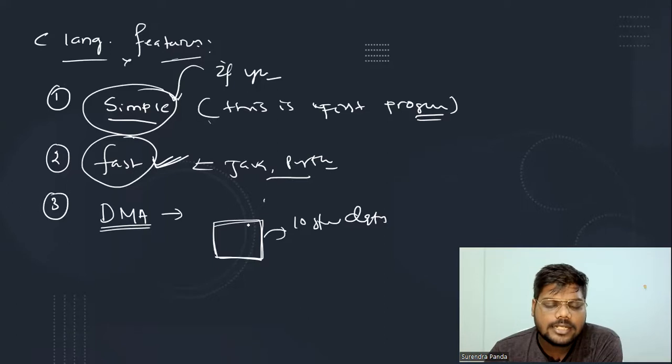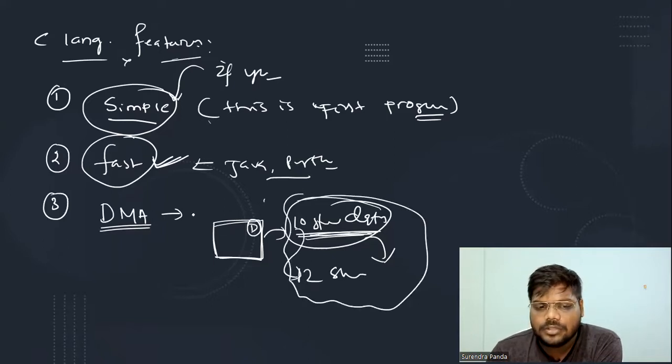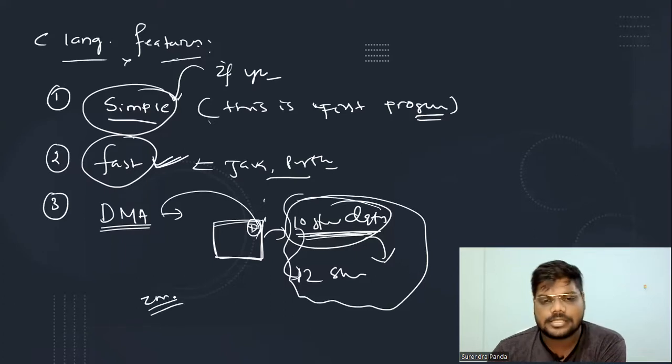Whenever I'm executing, my intention is to store 10 student data. But suddenly my plan changed. Two new students came, so we have to store 12 student data. So you have to increase two more cells. These things are possible with the help of DMA. At execution time, we can increase memory, and we can decrease the memory.